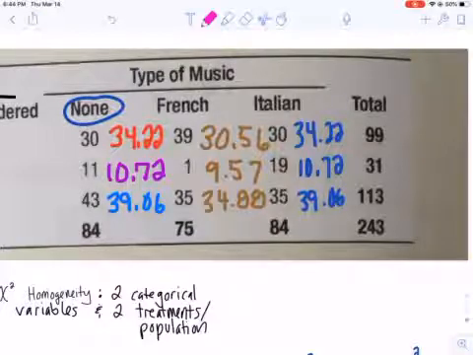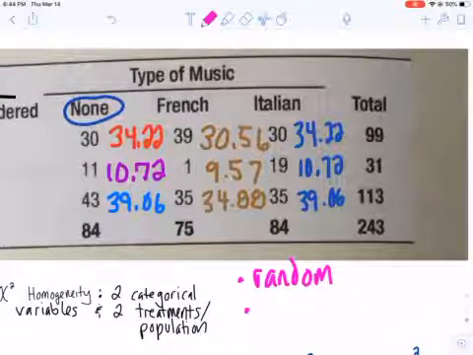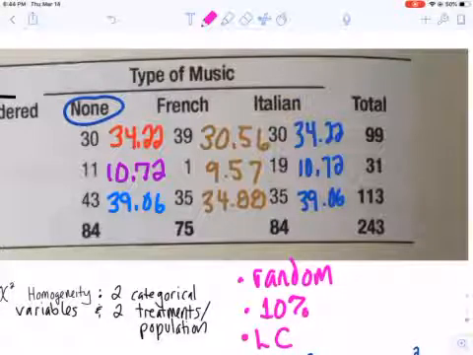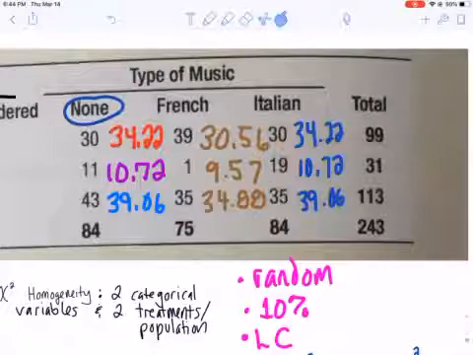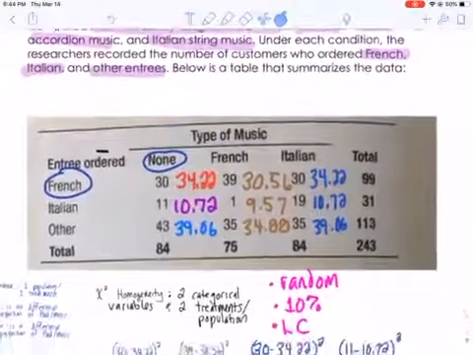Now, as far as our conditions go, typical for proportions, you want random, 10% condition, and large counts. Now, as far as 10%, here's the thing. If you're doing an experiment, you have a little bit of flexibility here. You don't necessarily have to be looking at 10% of your population. And also, as far as random, you're going to have volunteers for an experiment, so you're not really randomly picking people. However, we did have random assignment here, so that does fit this.